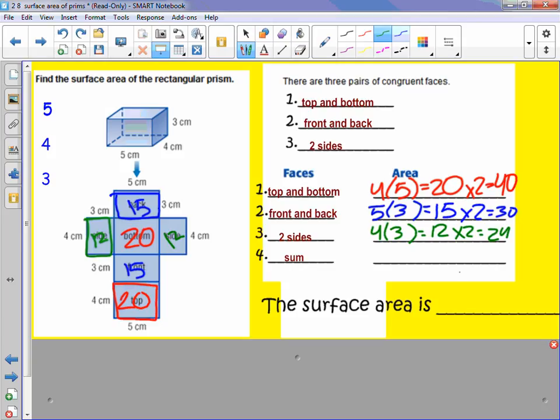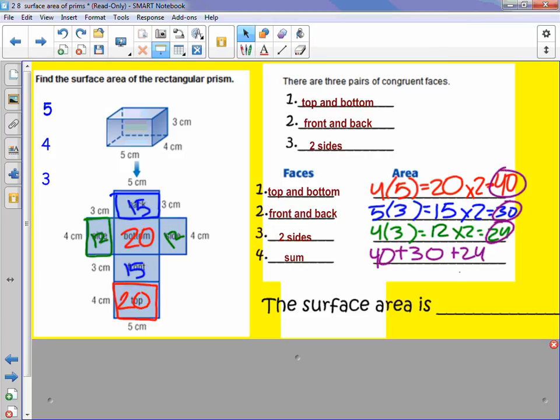Okay, questions on anything I've done so far? Straightforward? You see it? Awesome. What is the next thing you think I'm going to add? Add them all up. 40 plus 30 plus 24. When I add all of those up, I get 94 centimeters squared.